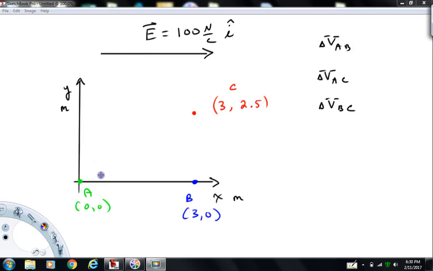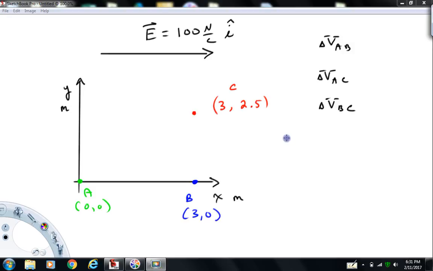In this region in space, we're going to assume a uniform electric field of 100 Newton per Coulomb to the right, or in other words, in the plus i direction. I'm just going to walk through some calculations and talk about the potential differences between A and B, A and C, and B and C. So let's start with just a quick review of potential difference and how it relates to electric fields.